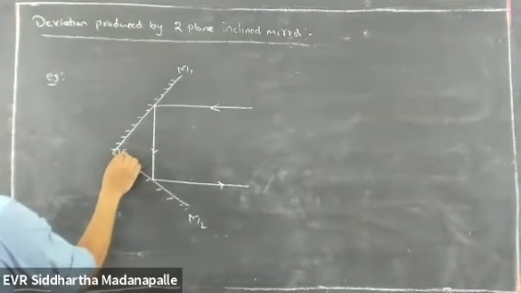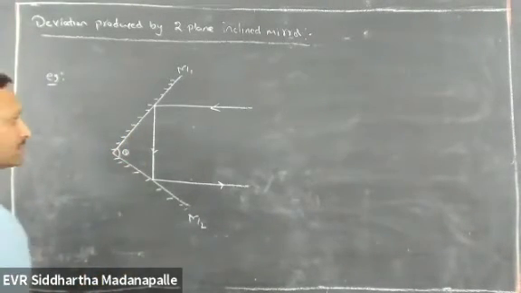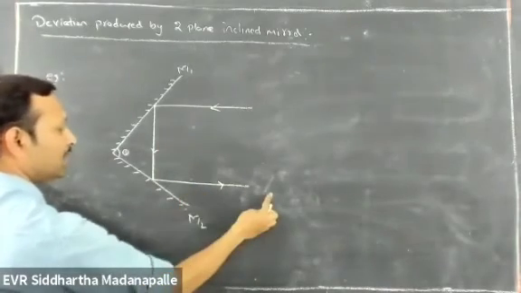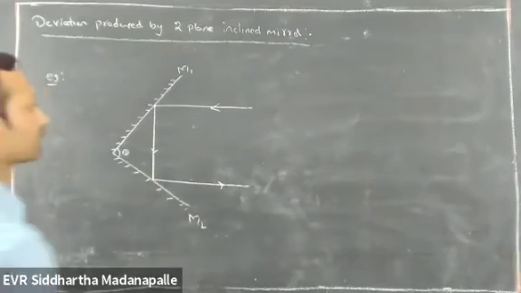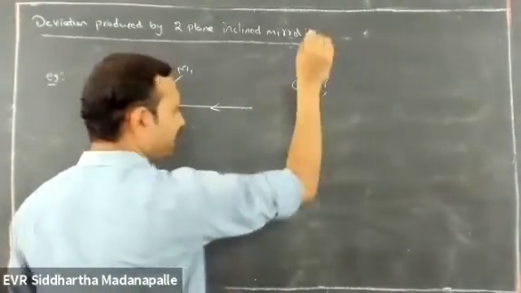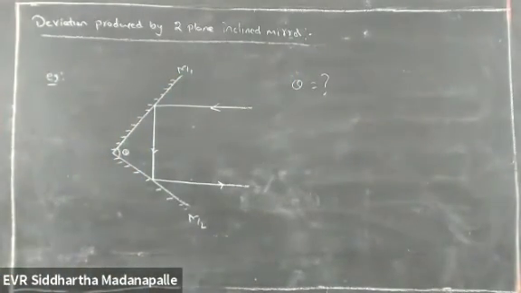If theta is the angle between the two plane mirrors, and the incident ray and the emergent ray are both anti-parallel, then what is the angle theta? Send me a message with what it comes to. Right, Om Prakash said 90 degrees. Is this correct? 90 degrees.